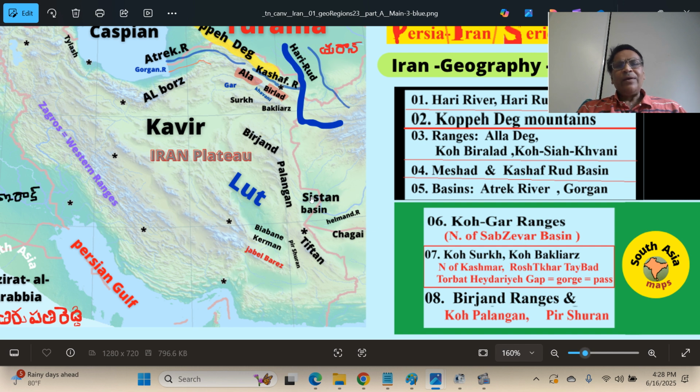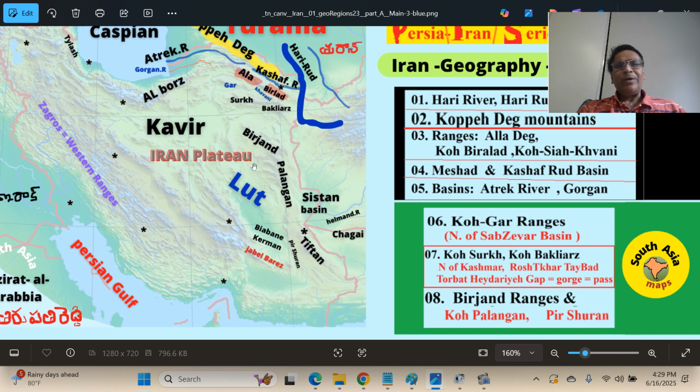And further, north of Kashmir town and Turbat Haidariya town, that's the gap or gorge. There are mountain ranges called Kosurk Mountains and Ko Bakliaj Mountains. This is the historic Khorasan region. Now we have a central region, Mashhad province, that is the Razavi Khorasan province, northern Khorasan province, and southern Khorasan province, whose prominent urban center is Birjand.